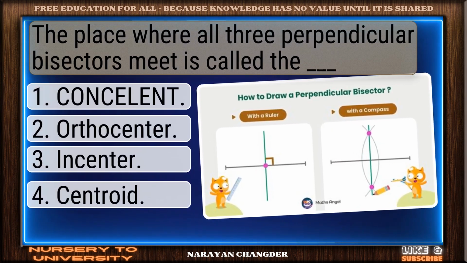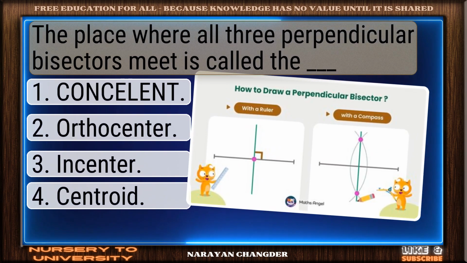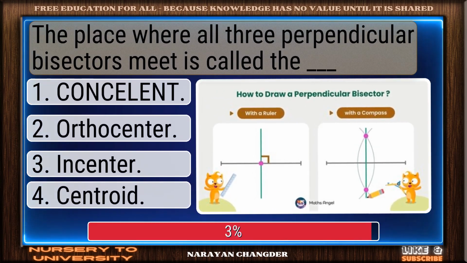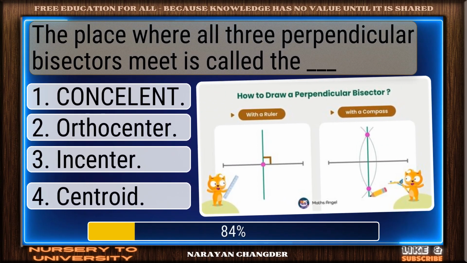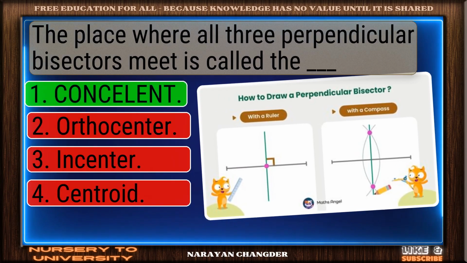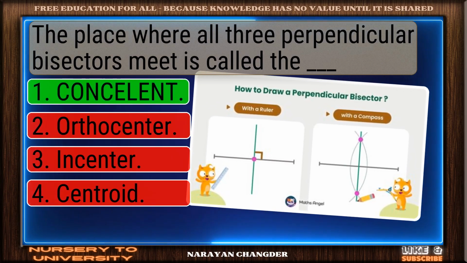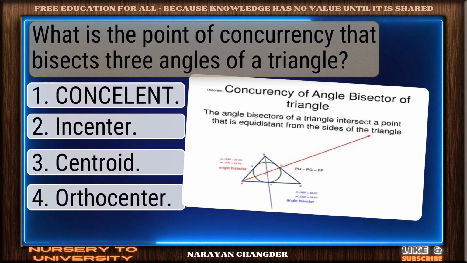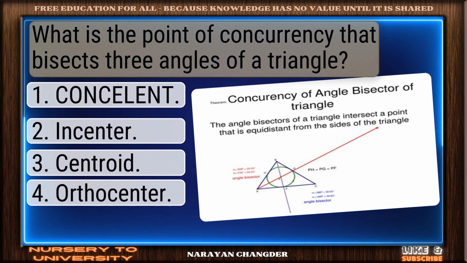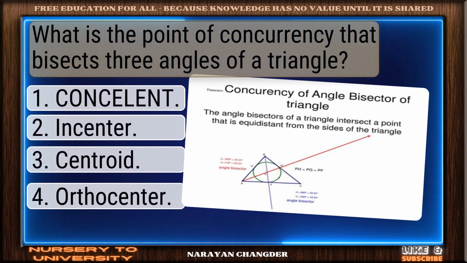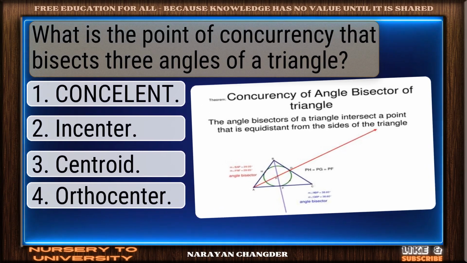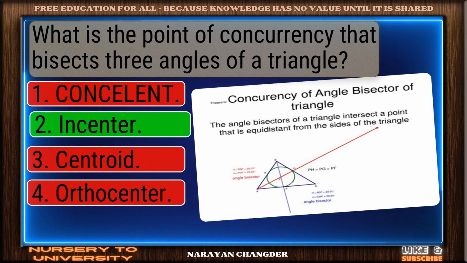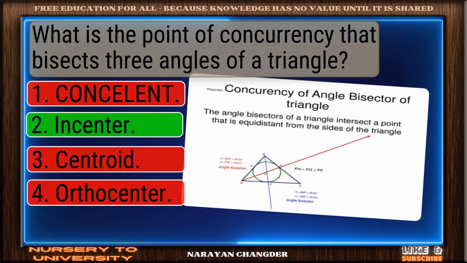Question number 32. The place where all three perpendicular bisectors meet is called the dash. You're right. Concurrent is the correct answer. Question number 33. What is the point of concurrency that bisects three angles of a triangle? Correct. Incenter is the right answer.